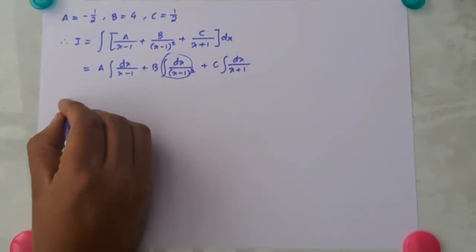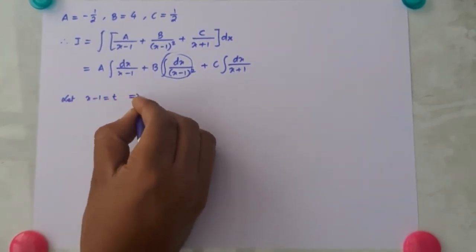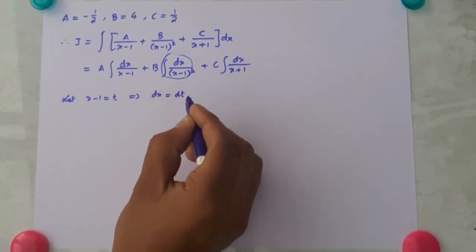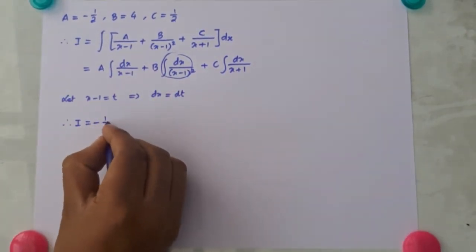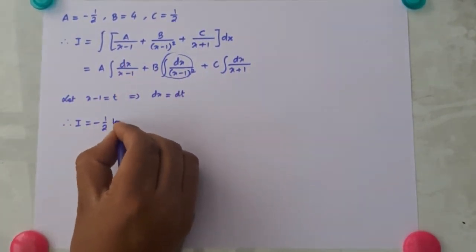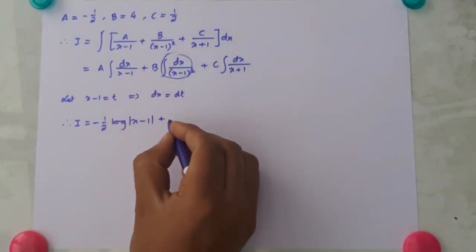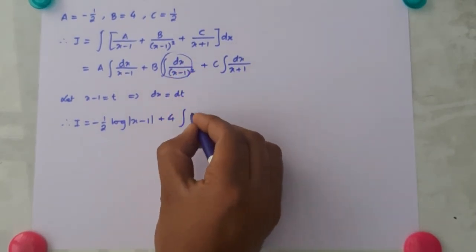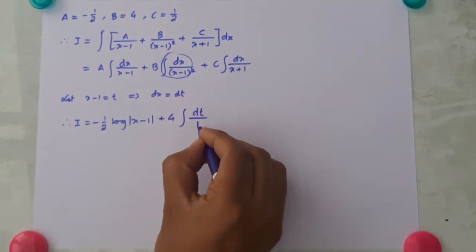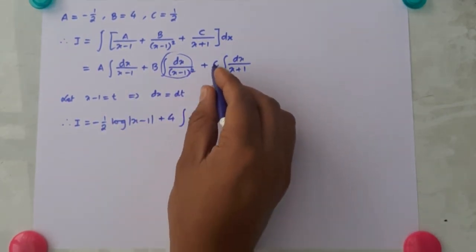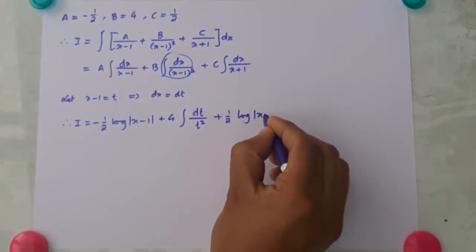So let x minus 1 is equals to t. So from here you get dx is equals to dt. Okay, so therefore your integral I will change into a is minus half. This integral is easy, which is log of x plus 1, plus b is 4. So this integral changes to dx is dt, and you know that x minus 1 is t, so this becomes t square, plus c is half, and this integral is log of x plus 1.